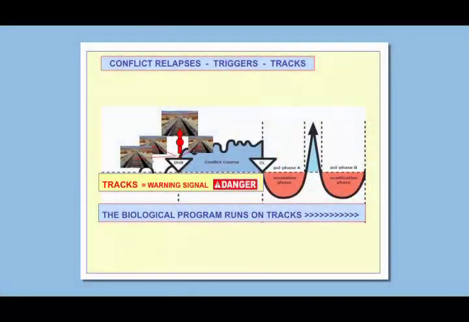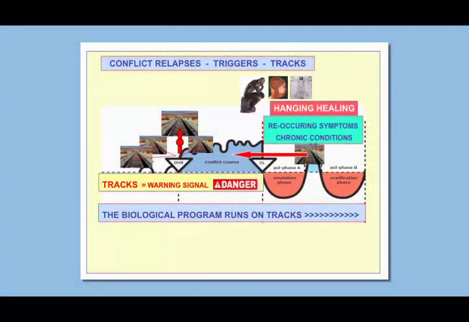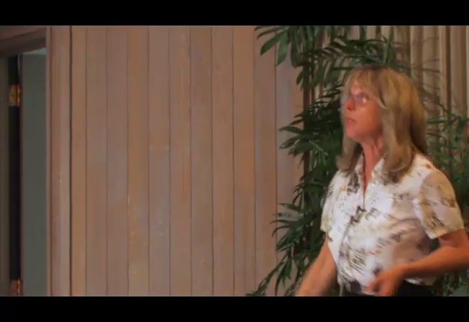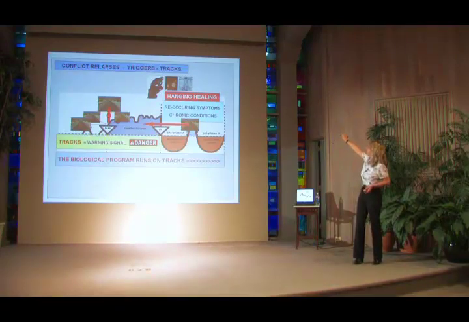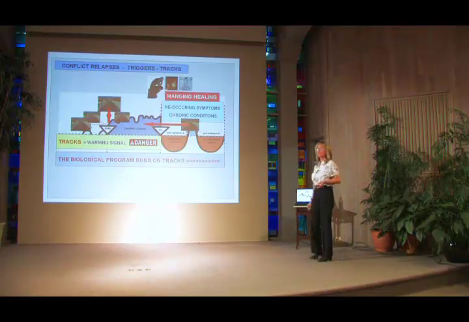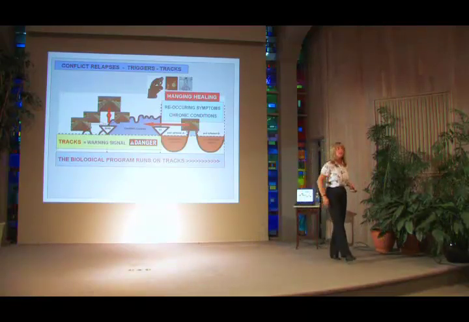So if a person is in the healing phase and all of a sudden sets on one of these tracks, the conflict relapses and is reactivated, and this conflict relapse interrupts the healing phase and therefore also prolongs it. Right? And when a healing literally hangs here, we call this, as I said, a hanging healing situation. And this is the reason for chronic conditions or reoccurring symptoms, including reoccurring cancers.